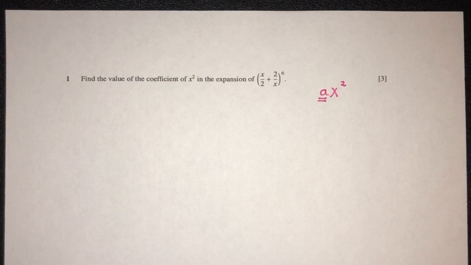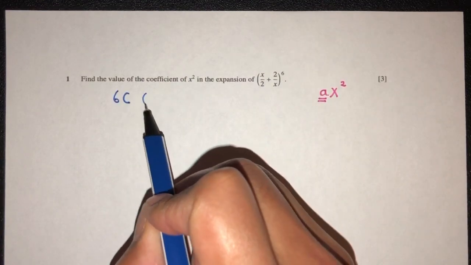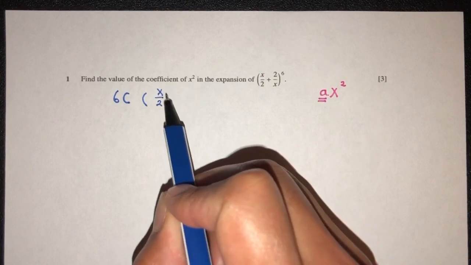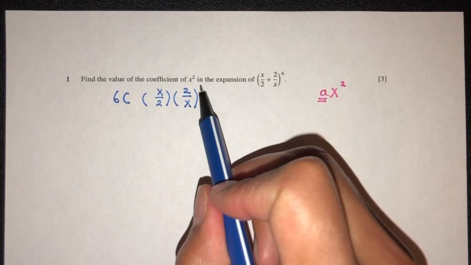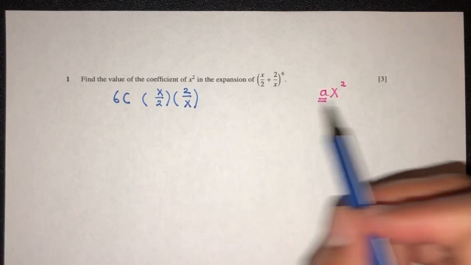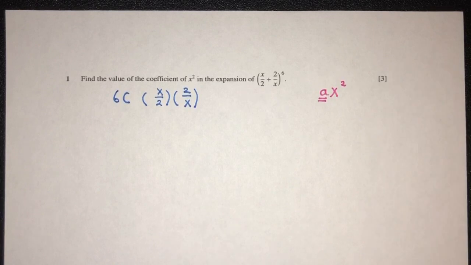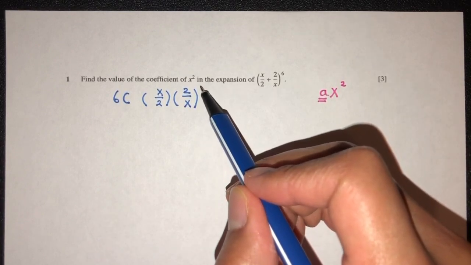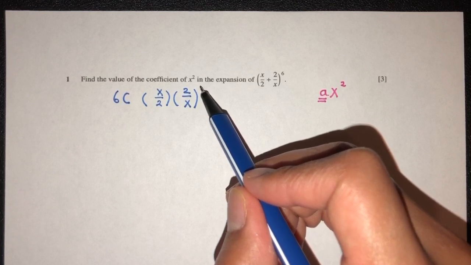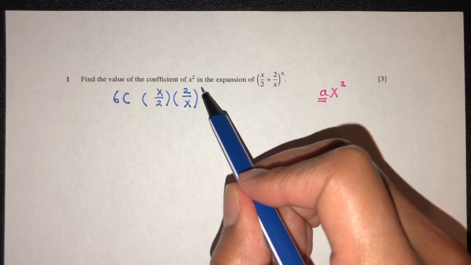So one by one, if you were to expand this, you will first write 6 combination something, and the first term is x over 2 multiplied by 2 over x. Now we have to choose the power here so that when you expand you will have something in x squared. Again, this is done by trial and error. I don't know exactly which one it is going to be, but I can try in my mind to see what's going to happen. So the power here can take the value of 0, 1, 2, 3, 4, 5 and 6. I can choose this to be the value of 2.